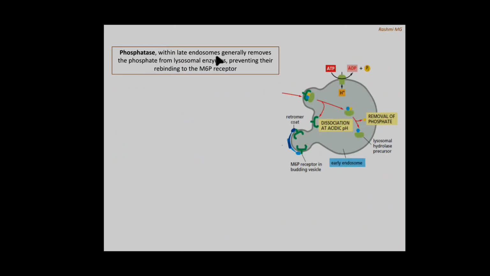Phosphatase within late endosomes generally removes what? The phosphate. So the first process after entering the endosome is removal of phosphate, preventing their rebinding to the M6P receptor. So here when it enters, it dephosphorylates, removes the phosphate. After removing, the M6P and M6P receptor become separated. This forms two vesicles that bud from the late endosome.